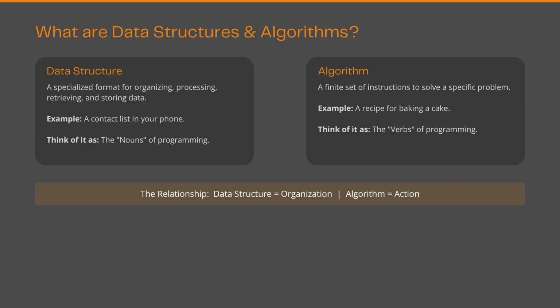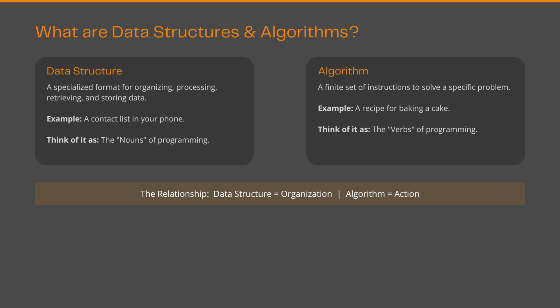In your computer, a data structure is how we hold information like your Spotify playlist or your bank balance. The algorithm is the code that plays the song or deducts the money when you buy something. Think of it this way: data structures are the nouns and algorithms are the verbs. You need the right noun for the right verb to make a sensible sentence.